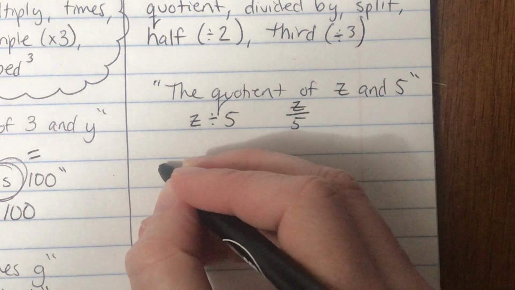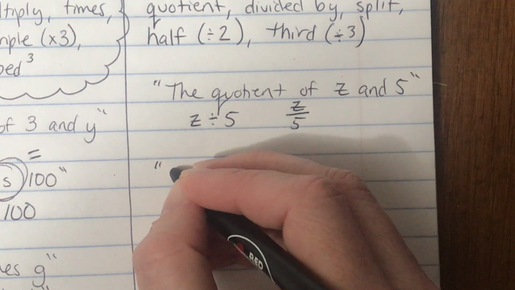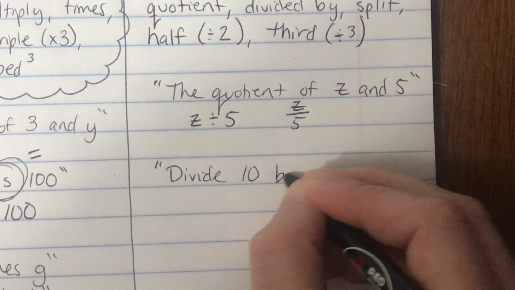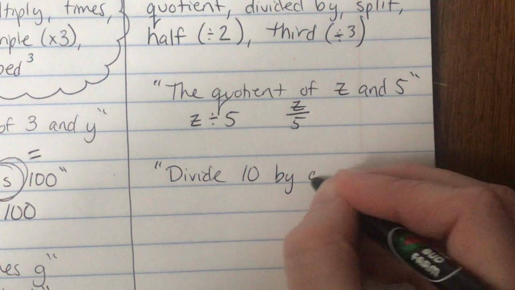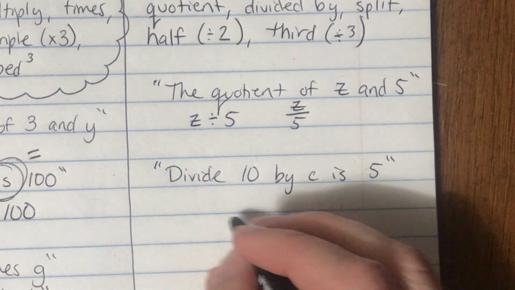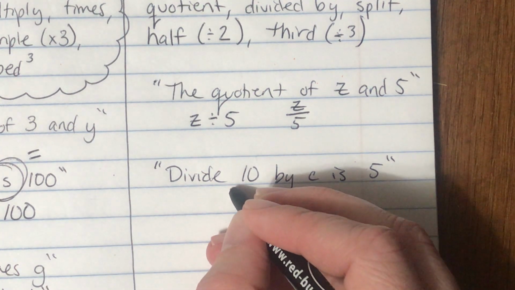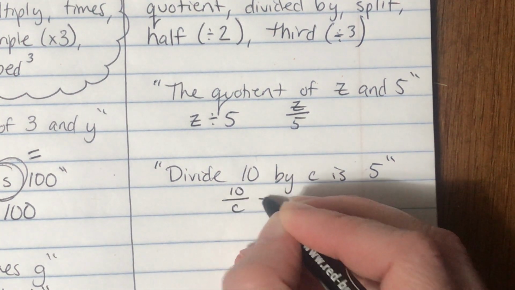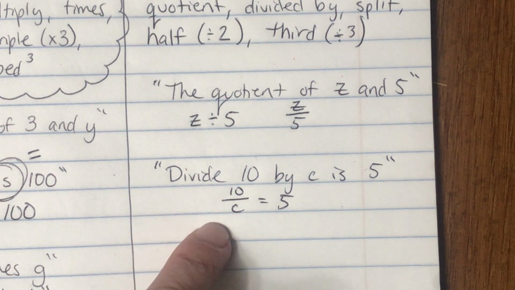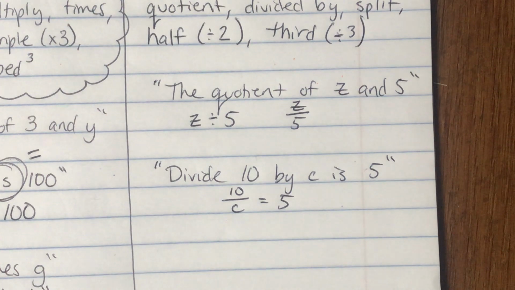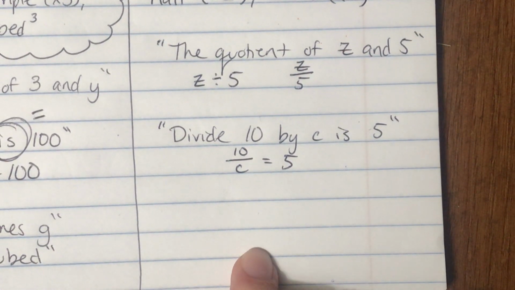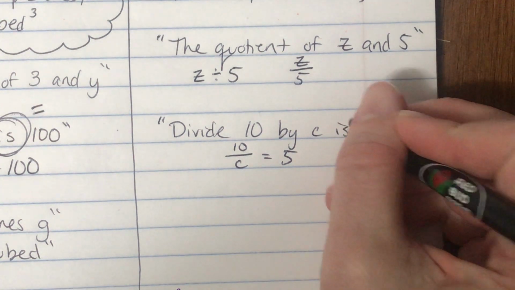And then let's do one with maybe an is. So you could say divide 10 by c is 5. And so in this case, we would say, okay, divide 10 by c. So 10 over c, and that is 5. Can you think of what c would be equal to? What would you divide 10 by to get 5? Has to be 2, right? You don't have to figure that out, but this is how we would write that. All right. And so just keep in mind, again, that word is.